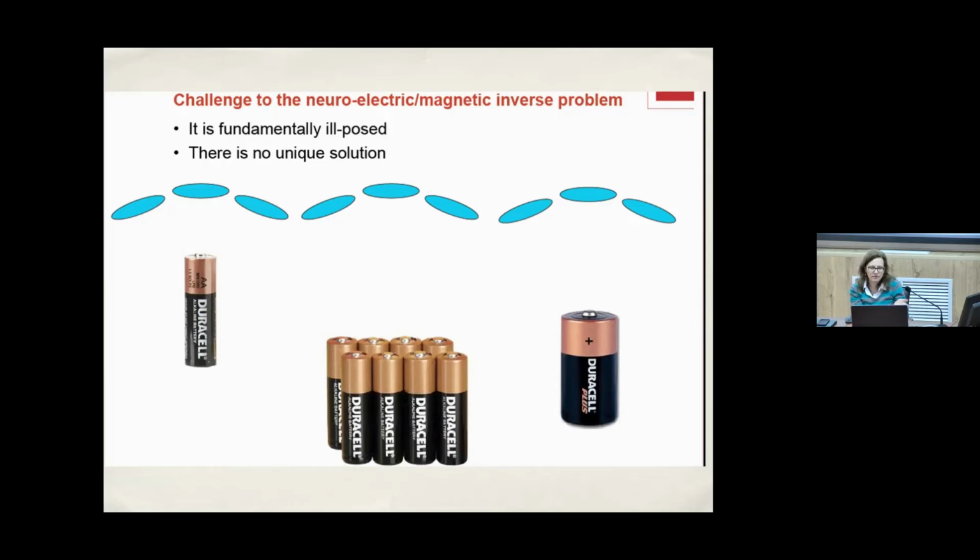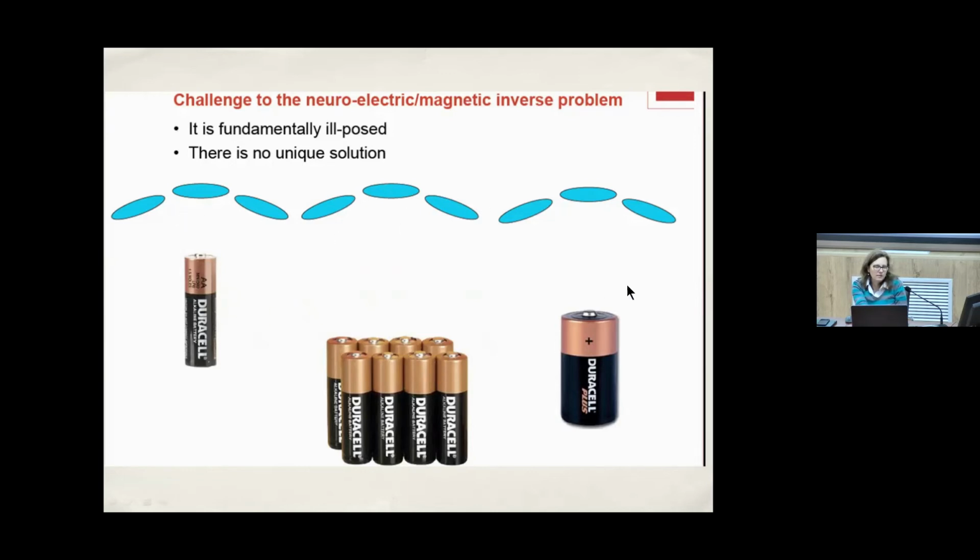For example, a simple example: if we think about the brain as a battery, and there is some battery source, and we have three sensors above, and we have particular measures at these three sensors.